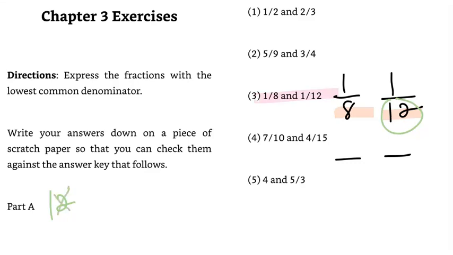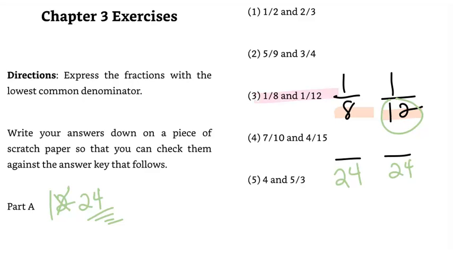The next multiple of 12 will be 24. Is 24 a multiple of 8? Yes, it is. 8 times 3 is 24. So 24 would be the lowest common denominator that 8 and 12 share.